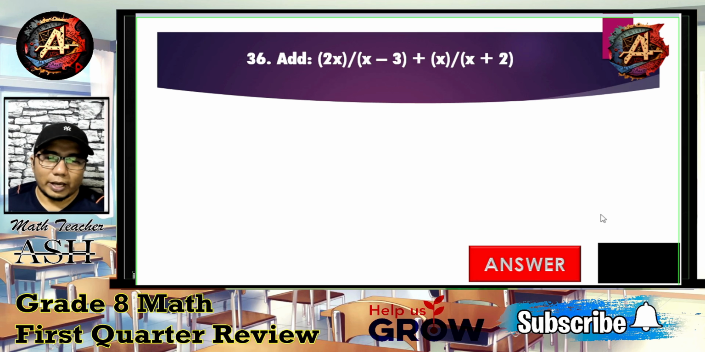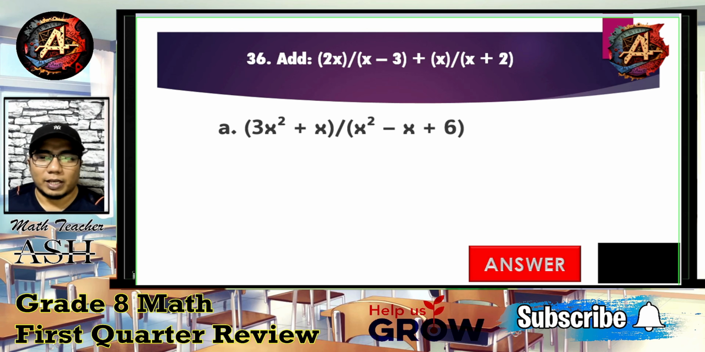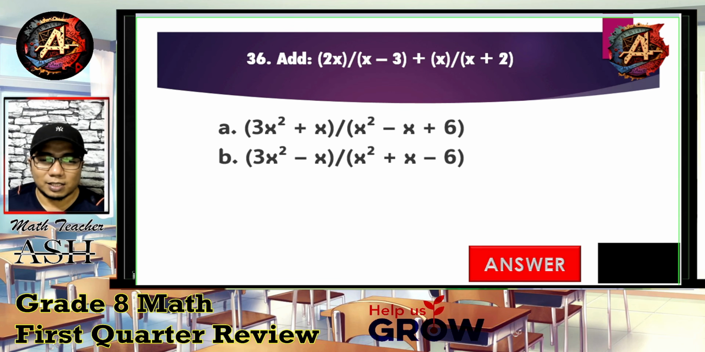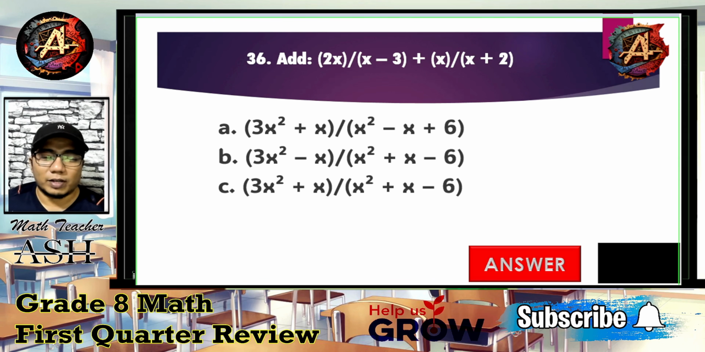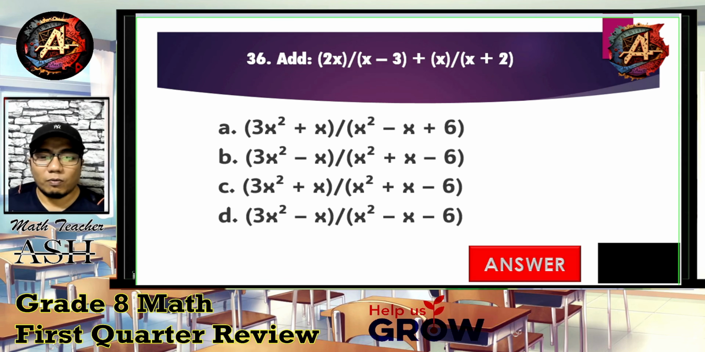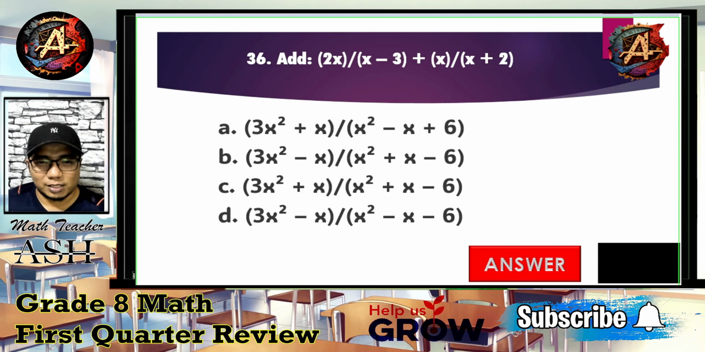Add 2x over x minus 3 plus x over x plus 2. Is it A, 3x squared plus x over x squared minus x plus 6? B, 3x squared minus x over x squared plus x minus 6. C, 3x squared plus x over x squared plus x minus 6, or D, 3x squared minus x over x squared minus x minus 6. I'll give you 5 seconds to think about your answer.